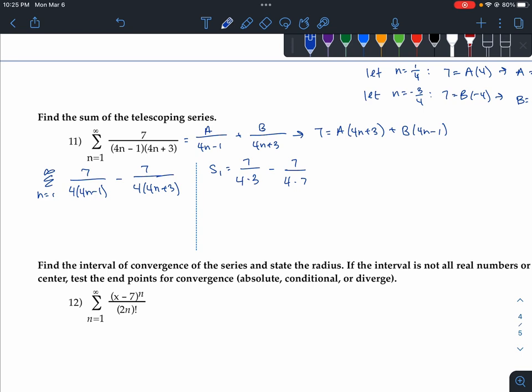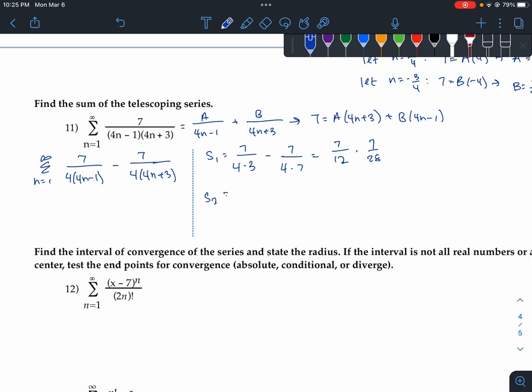Yeah, I think that sounds good. We could simplify that, so that's equal to 7 over 12 minus 7 over 28. So that's our first partial sum. Our second partial sum would be equal to the same thing that we had, so 7 over 12 minus 7 over 28, and then plus, well, if I plug 2 in here, I'll get 7 over 4 times, now if I plug in 2 here, that's going to be 8 minus 1 is 7, times 4 is going to be 28.